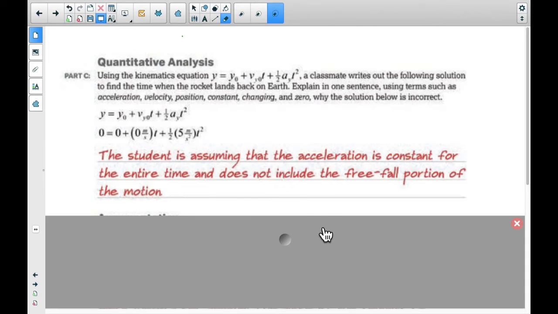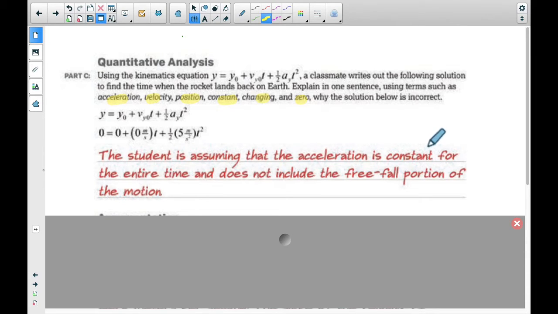Let's take a look at how they worded their answer. The student is assuming that the acceleration is constant. That's what we talked about, that this acceleration was constant for the entire time and does not include the free fall portion of the motion. Okay, they stopped there. One thing when you are answering AP questions is you want to answer the question, and they gave you these words, so you want to make sure that you include some of these words, but you also don't want to go beyond what they ask you.